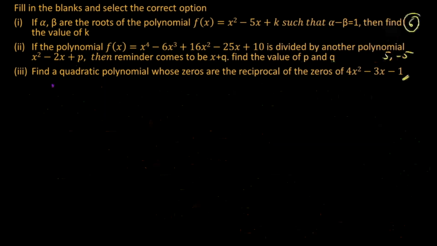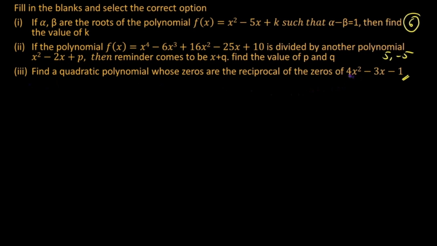Okay. So, find the quadratic polynomial whose zeros are reciprocal of the zeros of 4x square minus 3x plus 1. Okay. So, this problem can be solved in two ways. Okay. First, let's see.